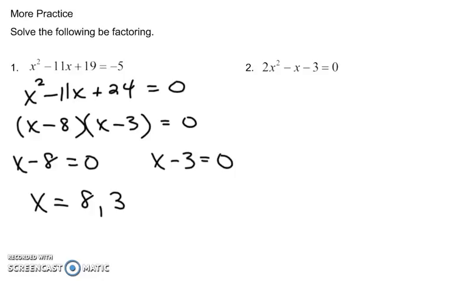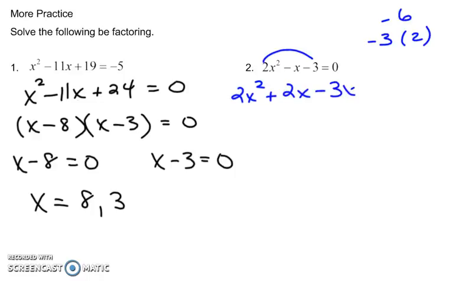So for this problem, number 2, we have to multiply 2 times 3 to get -6. So my two factors that I want to multiply to get -6 and add to get -1 are going to be -3 and +2. So we're going to expand. 2x squared plus 2x minus 3x minus 3 equals 0.